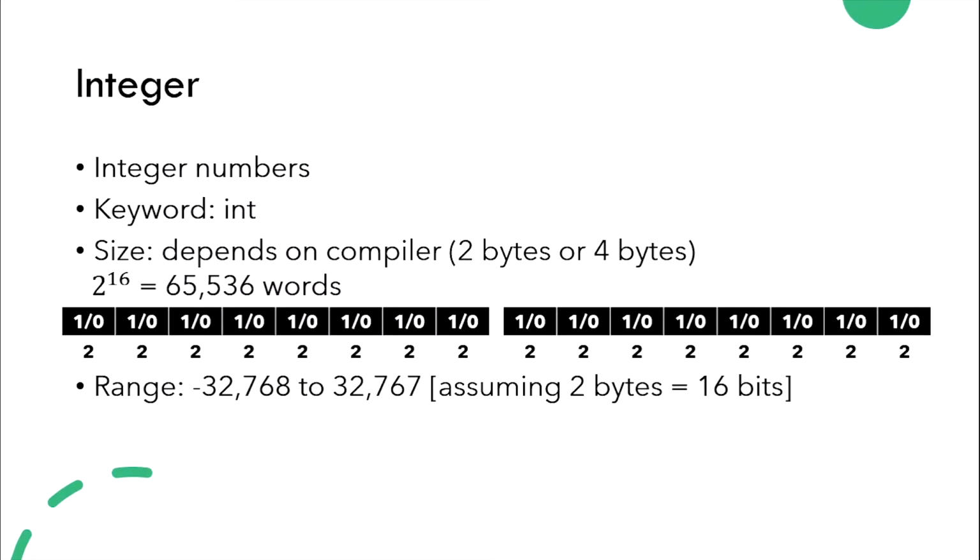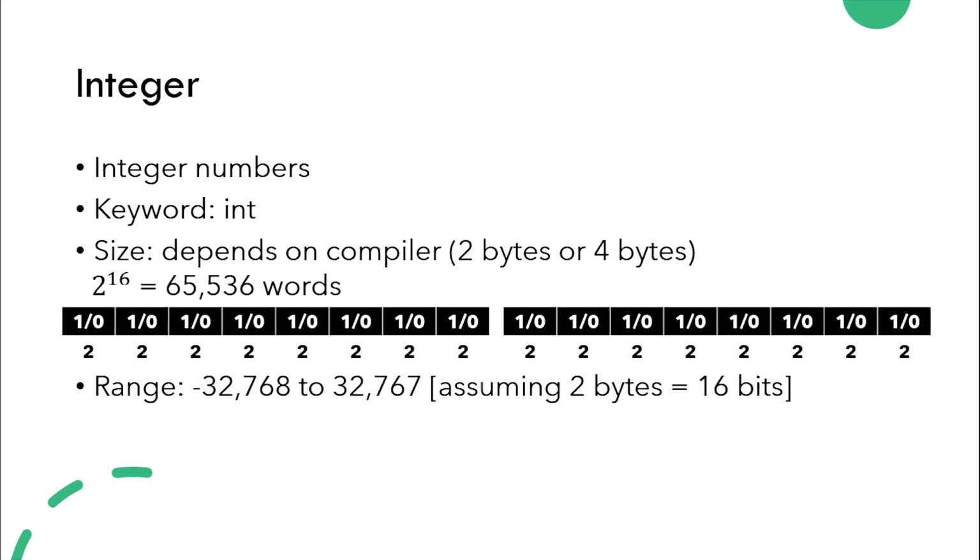The next data type that we are going to discuss is the integer data type. Integers store integer numbers, which are whole numbers like -1, -2, -3, or 1, 2, and 3. The keyword that is used to represent an integer is pronounced int, which is spelled INT. The size of an integer depends on the compiler and the operating system.